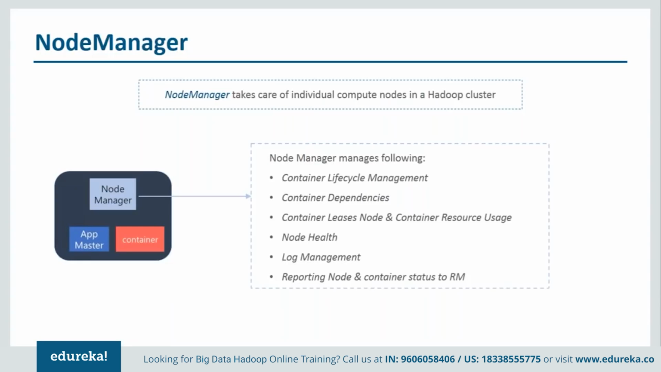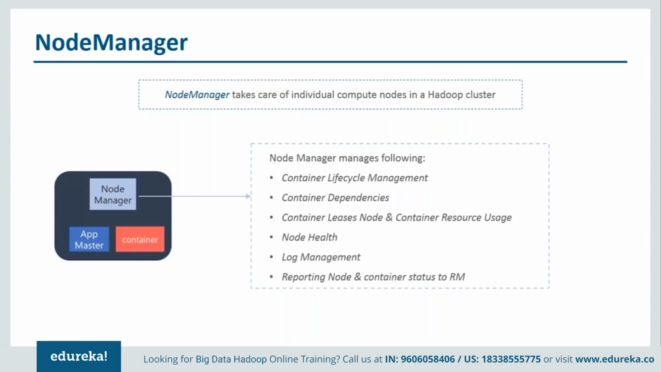On startup, the node manager registers with the resource manager. It then sends heartbeats with its status and waits for instructions. Its primary goal is to manage application containers assigned to it by the resource manager. YARN containers are described by a container launch context, that is CLC. This record includes a map of environment variables, dependencies stored in remotely accessible storage, security tokens, payload for node manager services, and the command necessary to create the process.